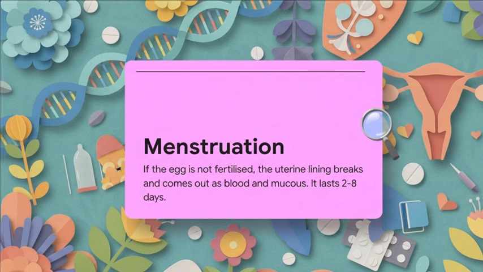But what happens if that egg doesn't get fertilized? Well, every month, the uterus prepares for a potential pregnancy. It builds up this thick lining that's rich in blood and nutrients. If no fertilized egg shows up, that lining isn't needed anymore. So the body breaks it down and it's shed from the body. This monthly cycle is called menstruation.